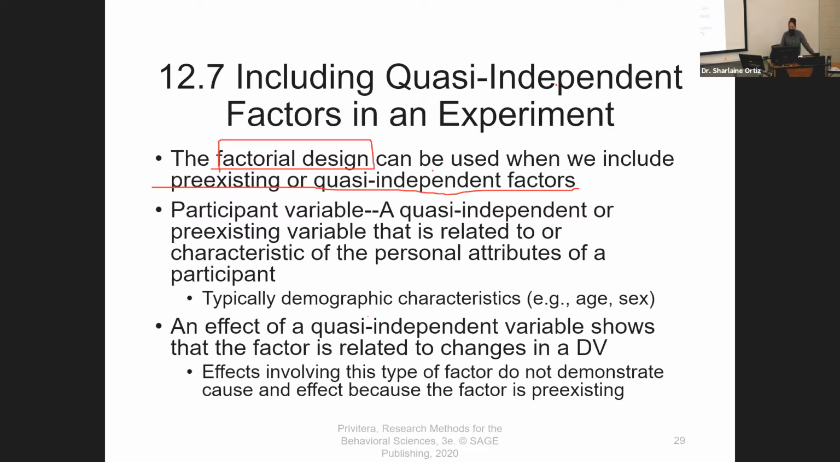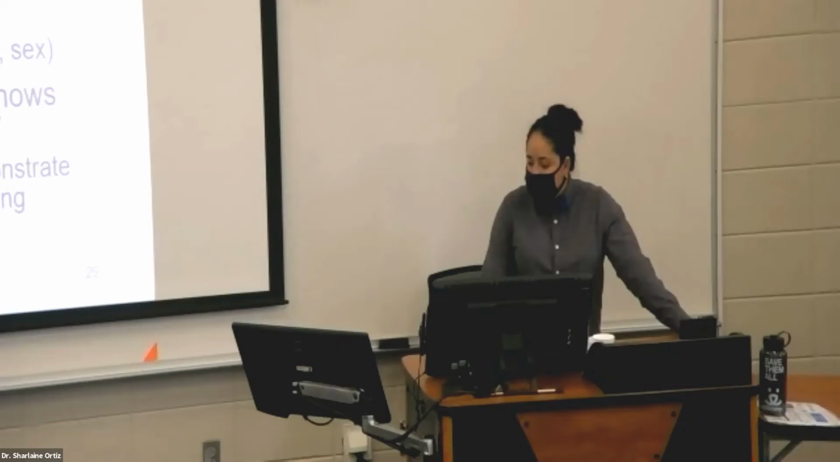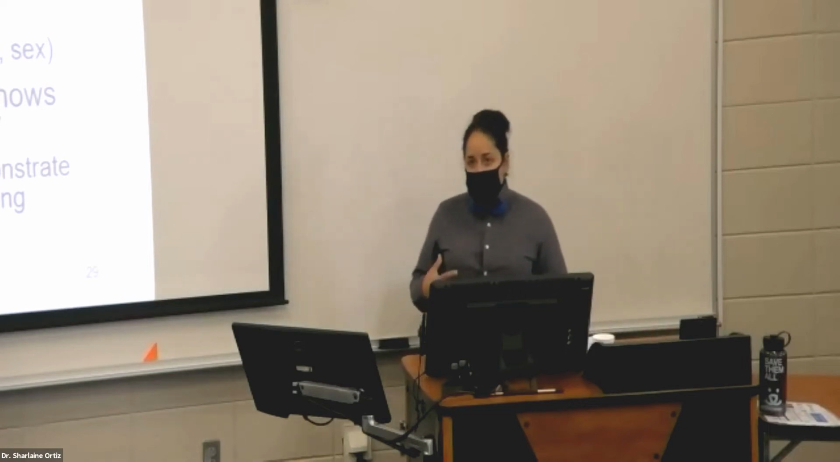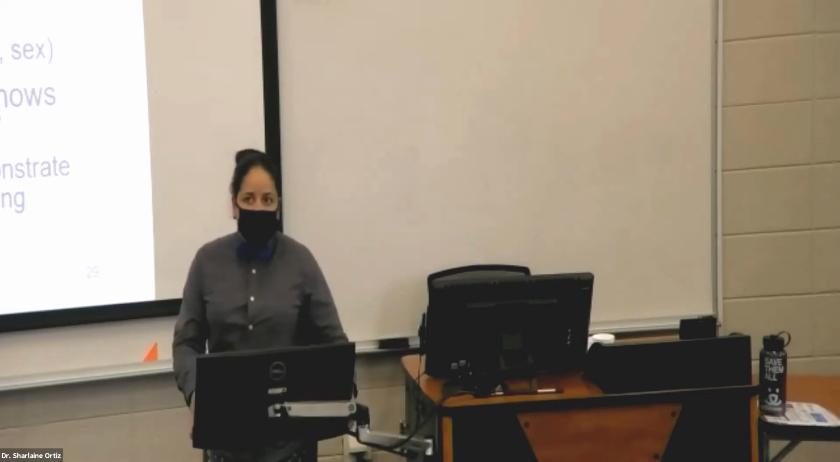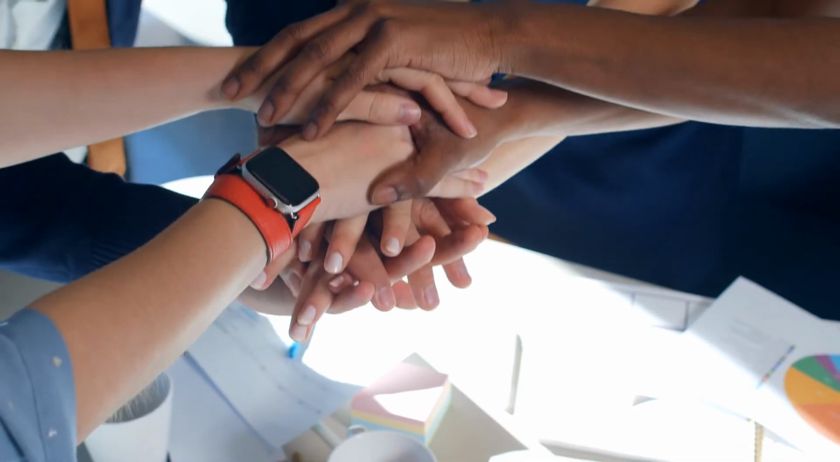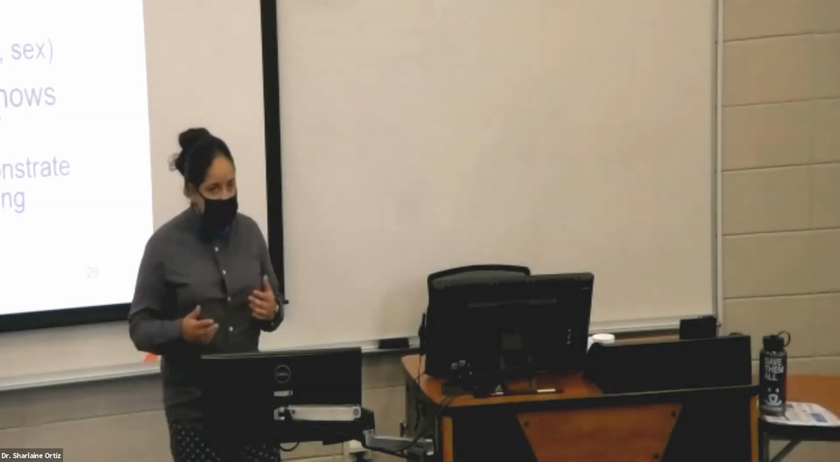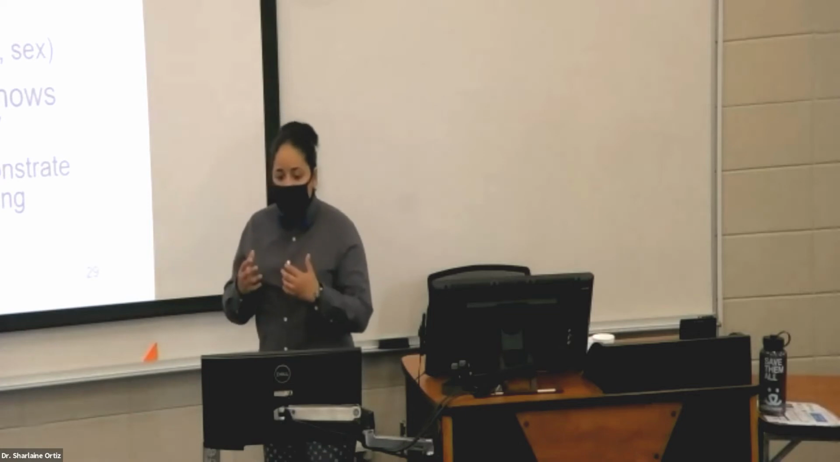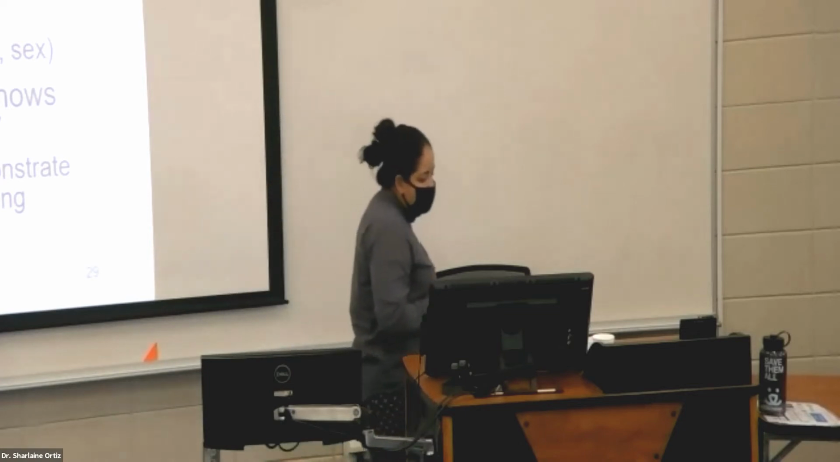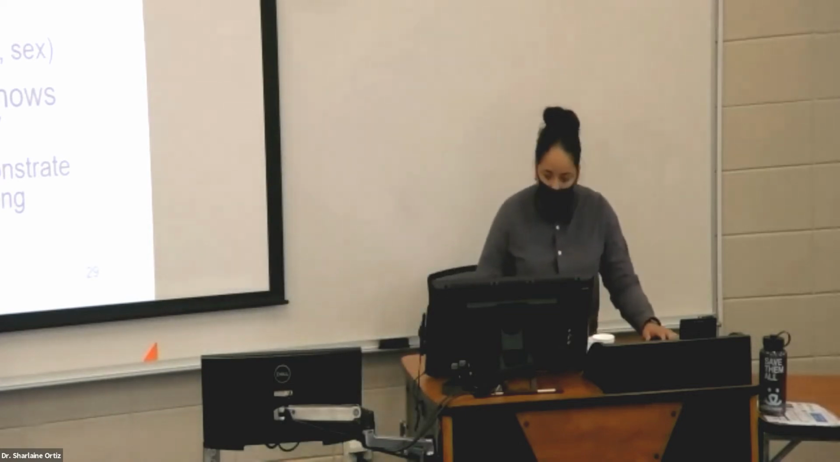Notice that when we are utilizing a quasi-experimental factor, an independent factor, let's look at participant variable. Generally, a participant variable is that demographic characteristic, right? So when you're thinking about a participant variable, think about race, think about gender, think about socioeconomic status. So characteristics that are generally demographic, characteristics that tend to be demographic.